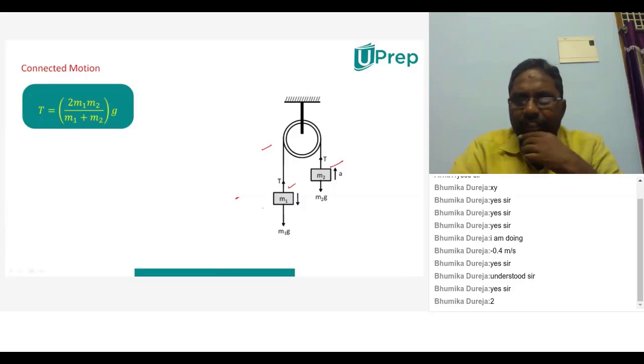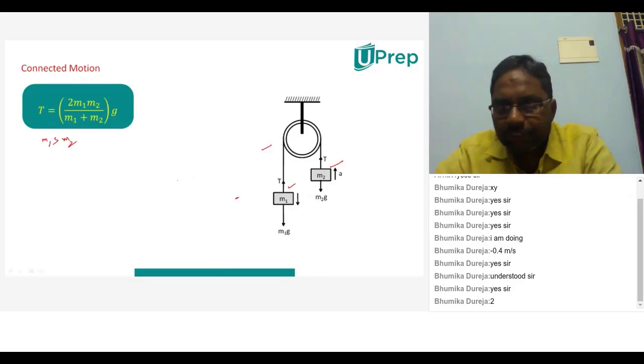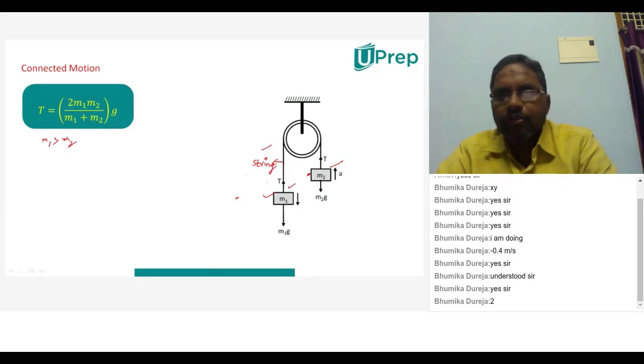Suppose, let us say, here M1 is there, M2 is there. Now M1 mass is larger than M2. Now observe carefully, M1 is greater than M2. That means this mass is more than this mass. So this is bigger, this is smaller. And these two are connected with a string like this. One string is there, and with the string we attached it.